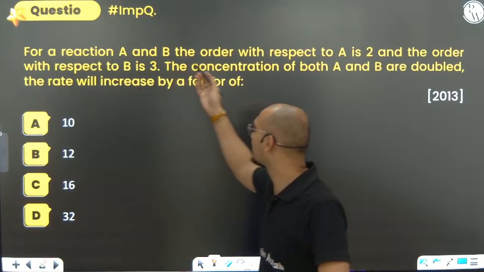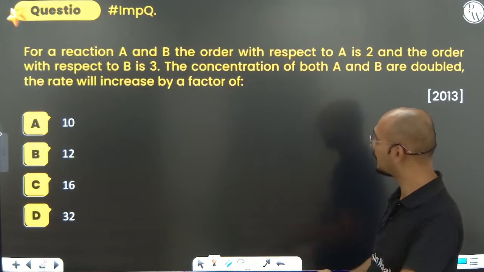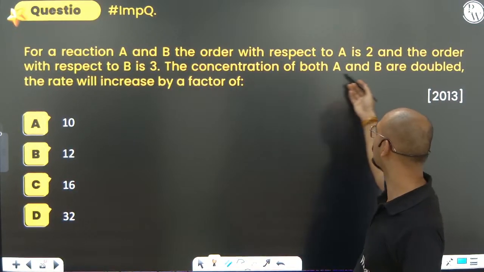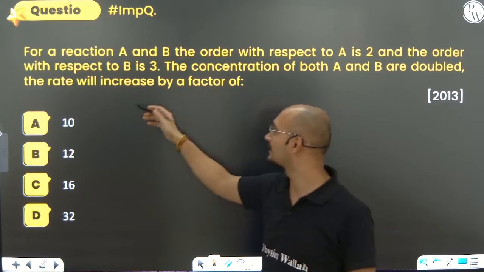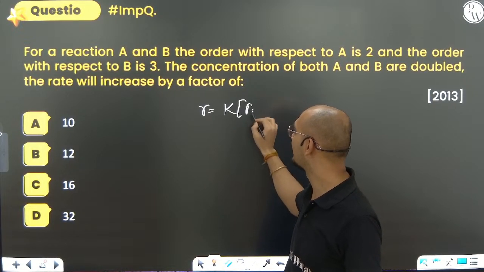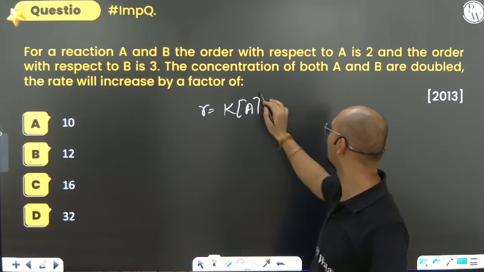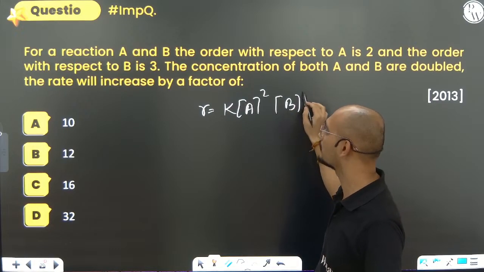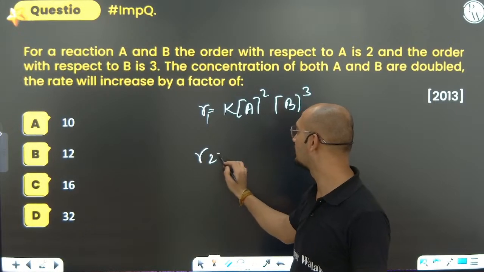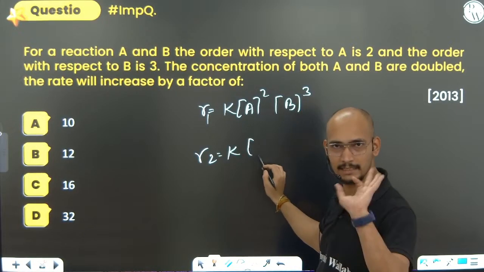For a reaction A and B, the order with respect to A is 2 and order with respect to B is 3. The concentration of both A and B are doubled. Then rate will increase by, first of all, write the rate law expression. R equals to K A to the power, order with respect to A is what? 2. Order with respect to B is what? 3. So let's say it is R1. What will be R2? R2 will be equal to K. तो किसी चीज पे डिपेंड नहीं करे, K will be same only.